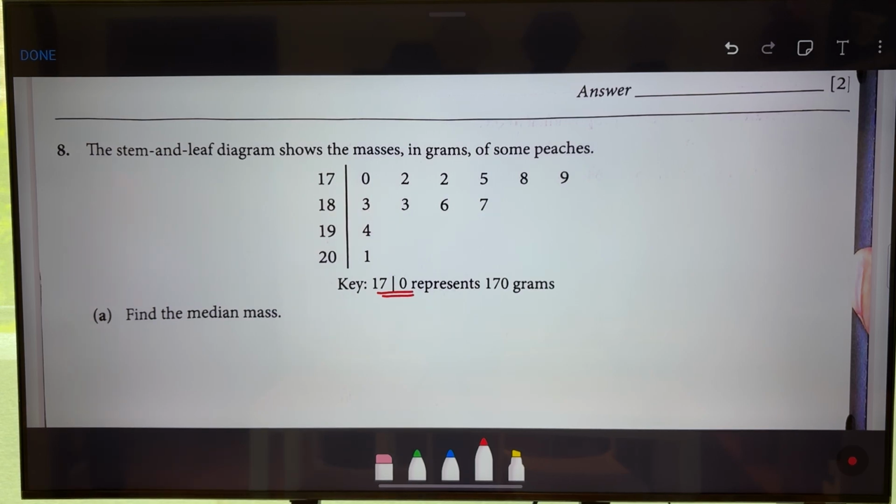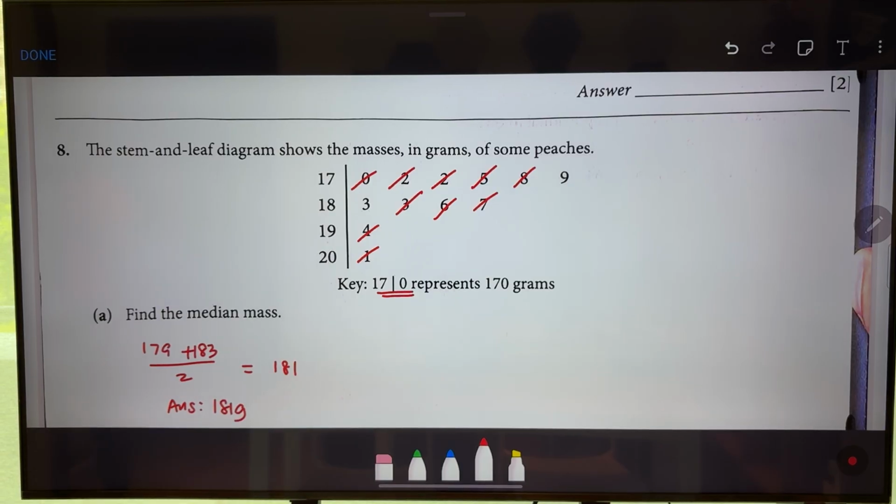Okay, let's see. So by method 1, if we were to count, we strike off the first one and the last one. Second, second last. Third, third last. So on and so forth. I think I did something wrong. Let me just try one more time. Okay, first this one and this one. This one and this one. Left with 179 and 183. So what do we do with these two numbers? We add and we divide by 2, right? And from there, our answer will be 181. So the median will be 181 grams.